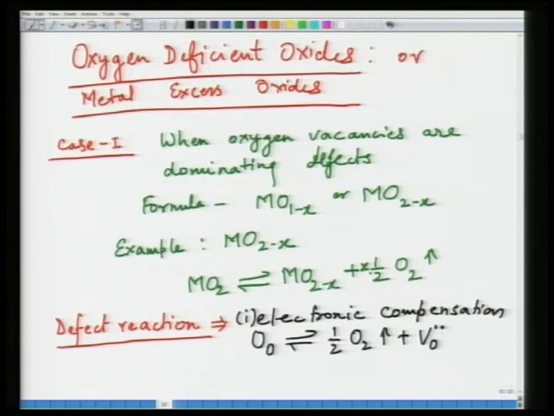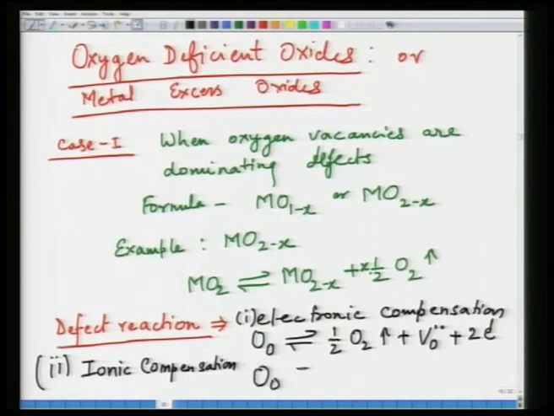Now, what can this positive charge be compensated by? If I am saying it is electronic compensation, then this is compensated by creation of two electrons. So, these two electrons will contain two negative charges, which will compensate these two positive charges. On the contrary, you can also have another kind of compensation, which is called ionic compensation. What will happen in this ionic compensation?